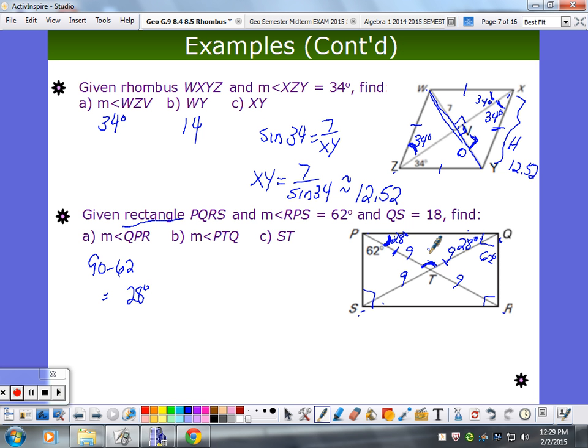Yeah, go ahead, Mark, finish it up. Right, so this whole thing's 180. So 180 minus those two angles of 28, what do we get? What do we get? 124 degrees. That makes sense, right? Because that whole thing is 180. ST, this guy, now what's up? Okay, so this is how we can use some of these properties to find missing pieces.